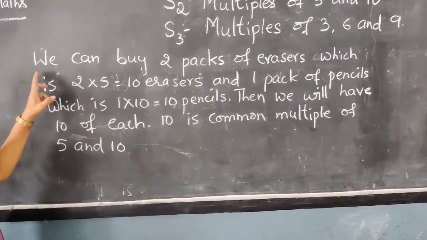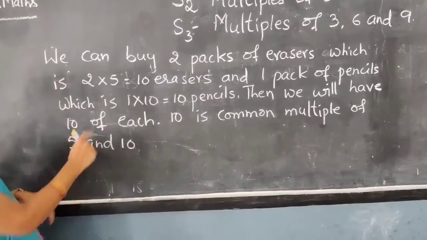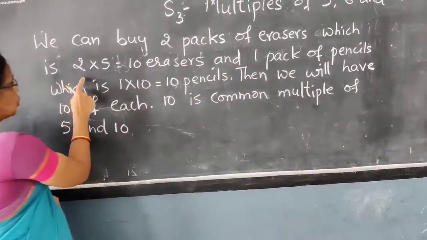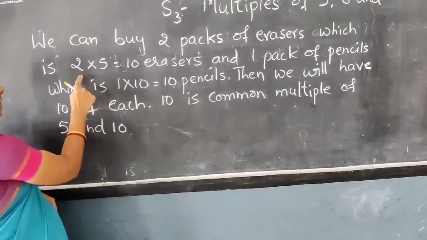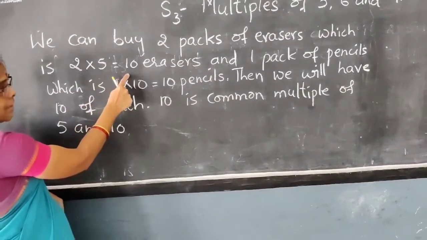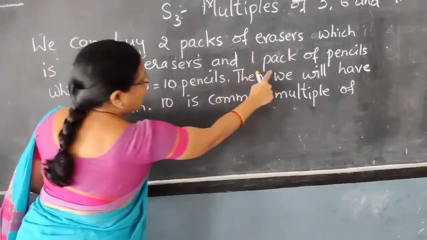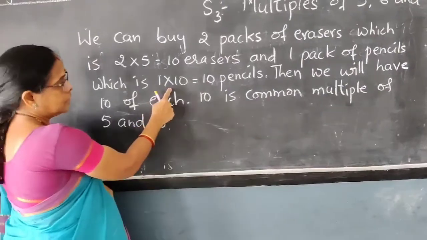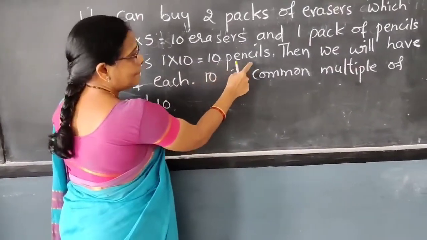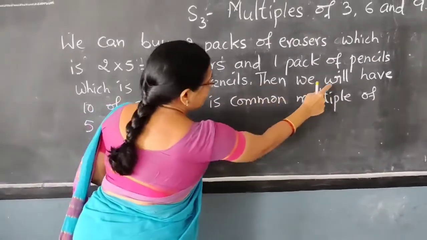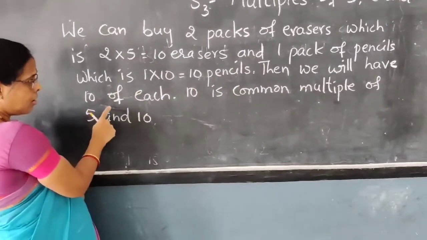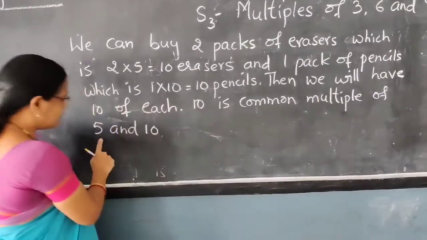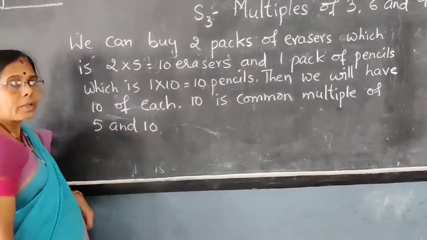Fourth bit answer: we can buy 2 packs of erasers, which is 2 into 5, that is 10 erasers, and 1 pack of pencils, which is 1 into 10, so 10 pencils. Then we will have 10 of each. So 10 is a common multiple of 5 and 10.